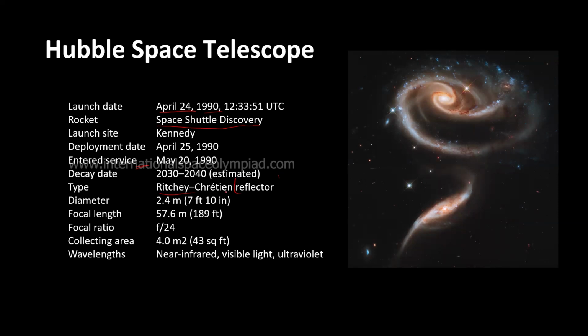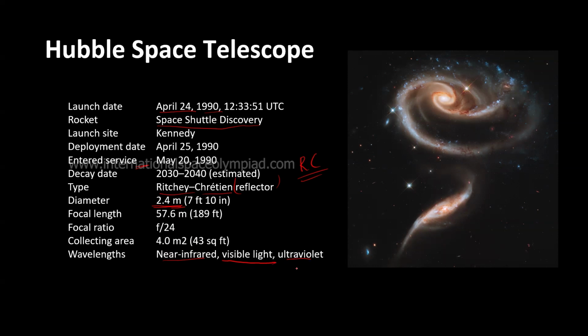Ritchey-Chrétien is a similar design, usually called an RC telescope. It is something similar to the Cassegrain. It is not exactly the Cassegrain, but the idea is similar. Now you can see the mirror size is actually 2.4 meters. It is even taller than a full-grown man. So it is 2.4 meters, and just leave aside the focal ratio and light collecting. It can see visible light, near infrared, and ultraviolet.